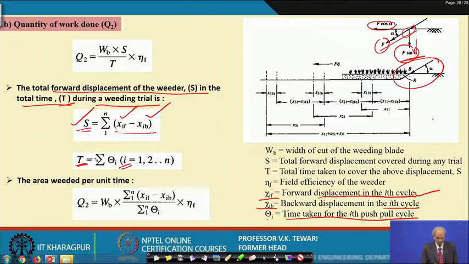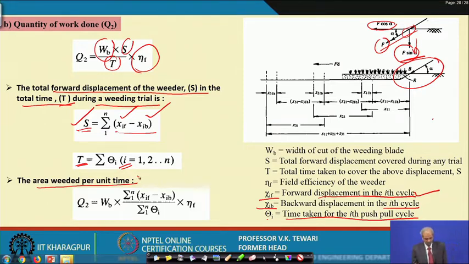If we know the total quantity of work done, this quantity of work done Q2 is given by W_b into S by T. Now, this W_b is the work which has been done earlier, and S by T talks of the speed, and eta_F is the efficiency. So this is the total area per unit of time.